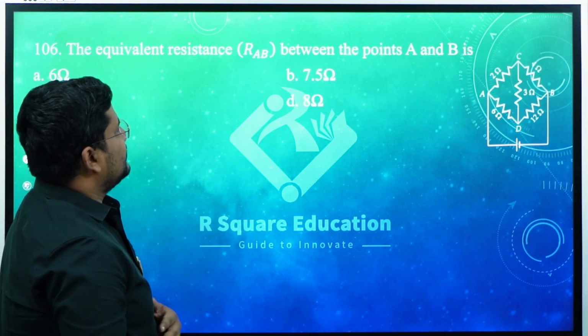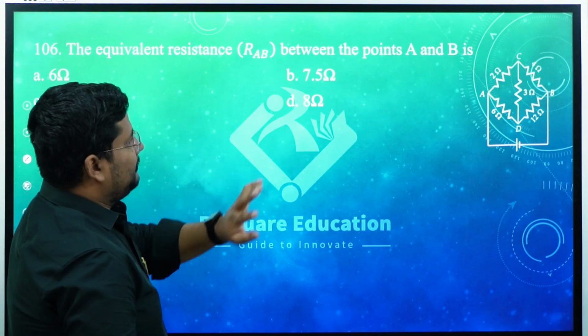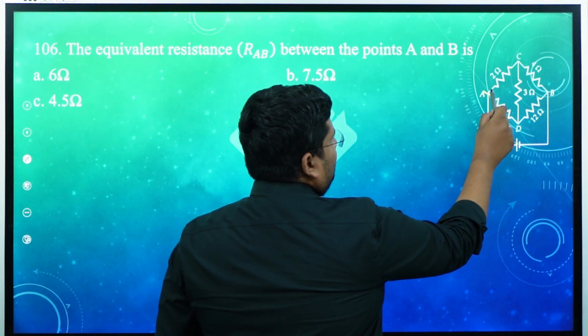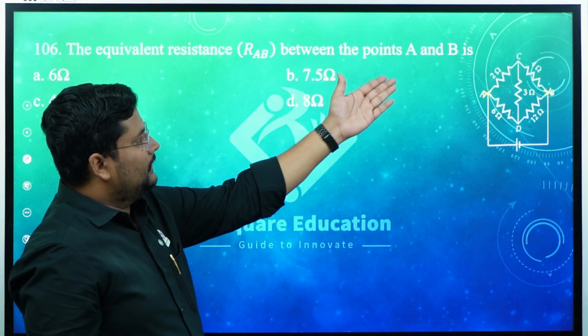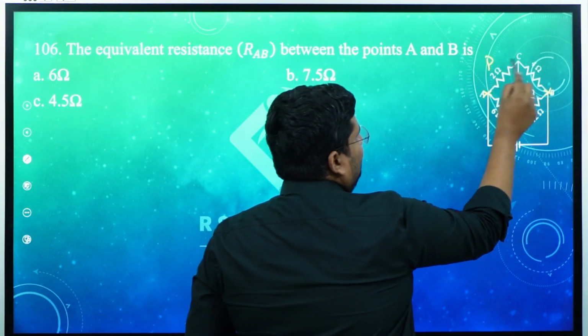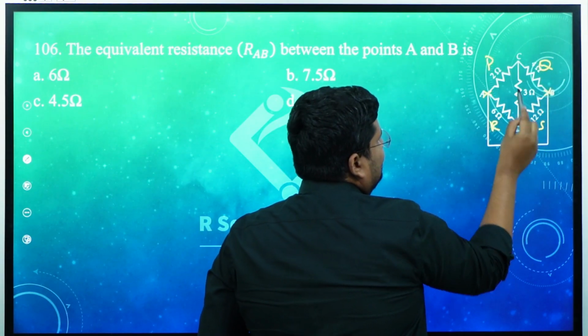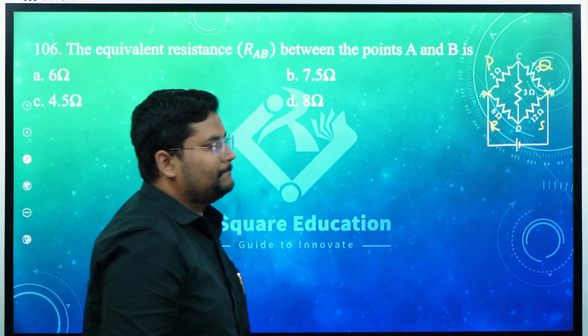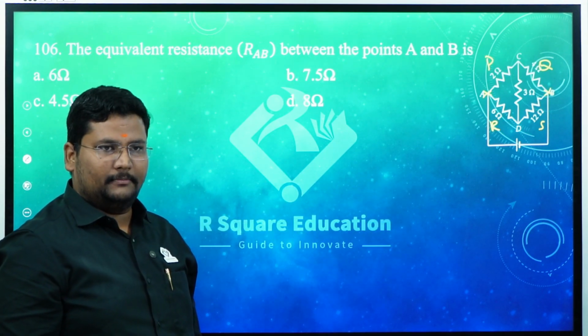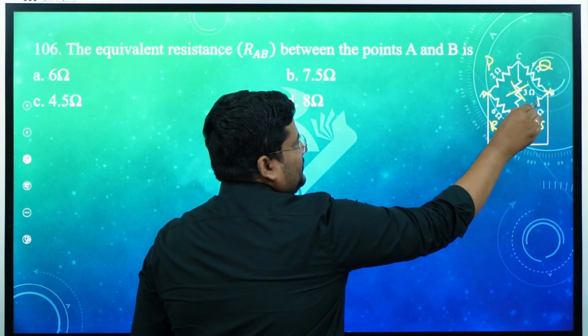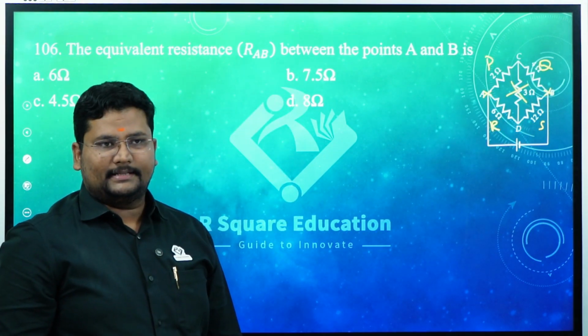See this. The equivalent resistance RAB between the points A and B. You can see very well if this is considered to be P, Q, R, S, P by Q is equal to R by S, 2 by 4, 6 by 12, 1 by 2, 1 by 2. So, balanced condition. So, there is no possibility for considering this resistance at all.